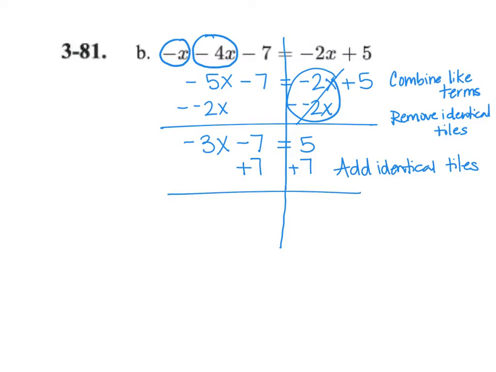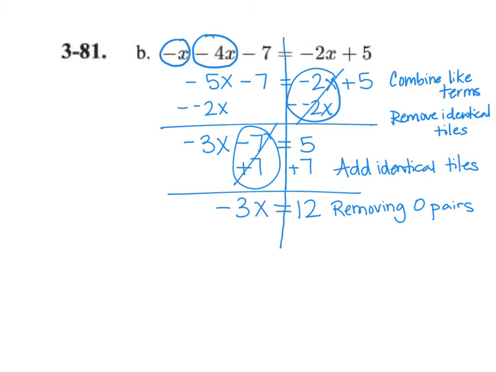All right, so what do I have left? If I remove these 7 zero pairs, I have 3 negative x tiles on the left, and now I have 5 plus 7, or 12, on the right. I got there by removing the zero pairs.